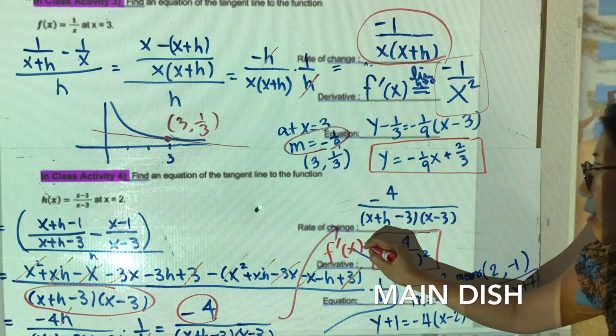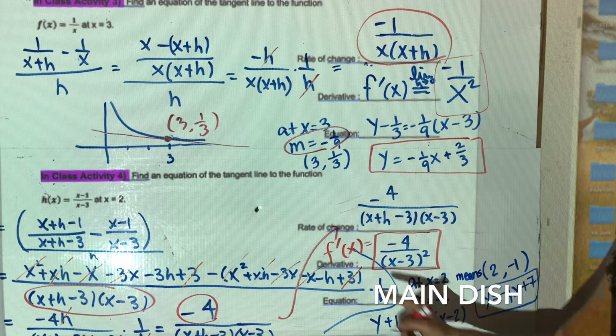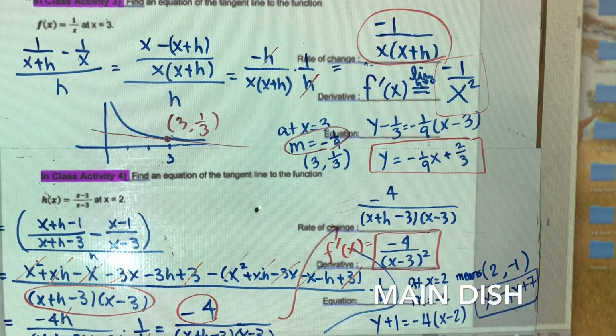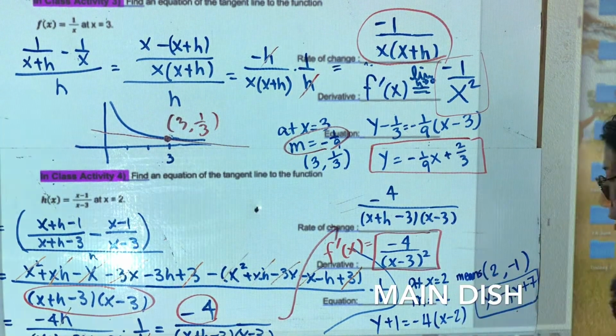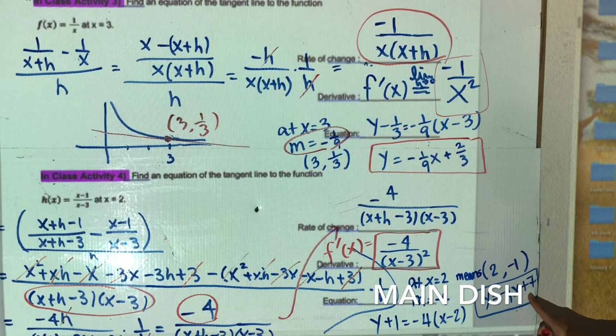And make sure you write it as f prime of x or f derivative of x. Then did you find the equation? I got y is equal to -4x plus 7. If you got it, excellent. And let's check how I get this one.